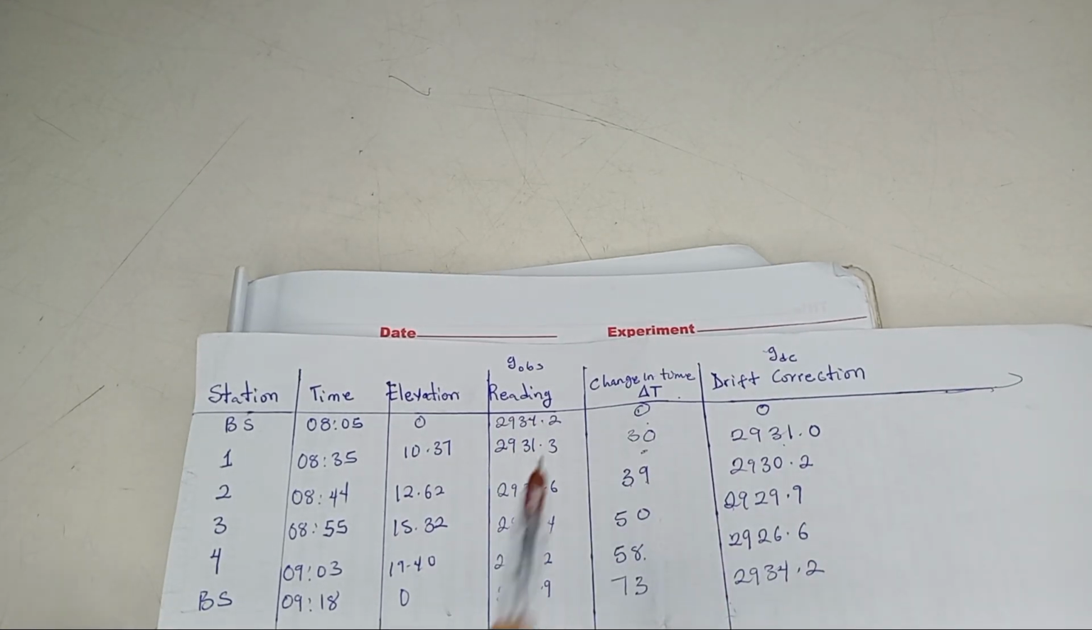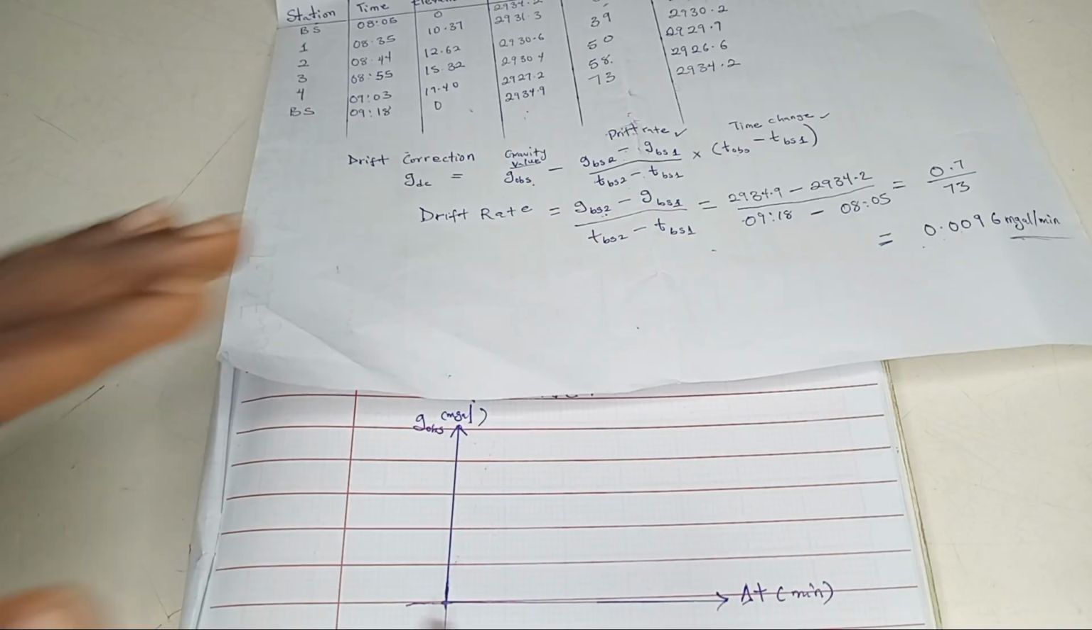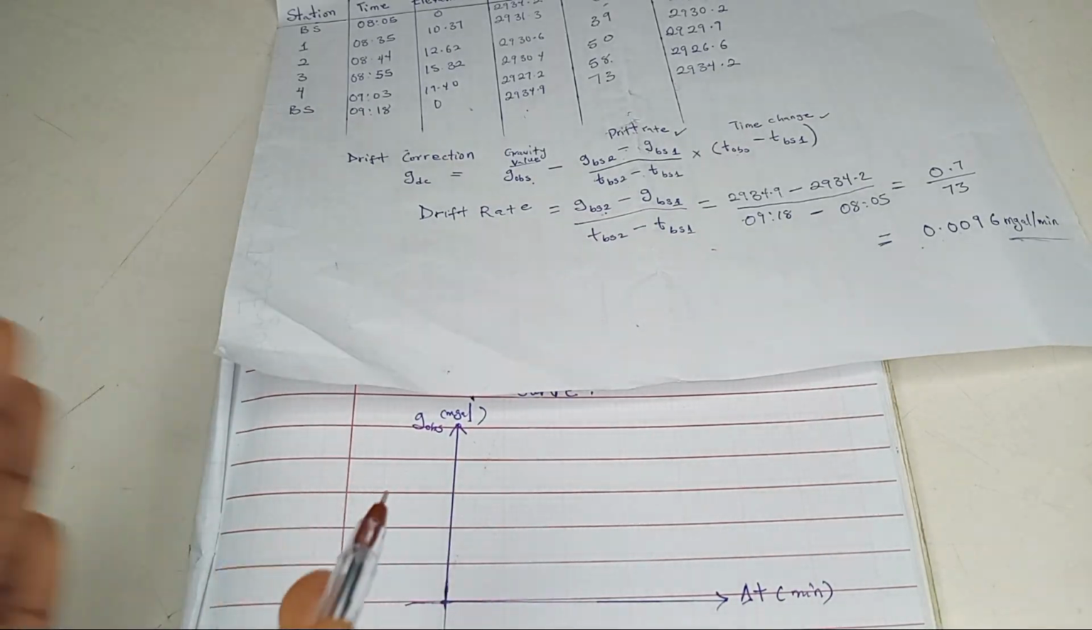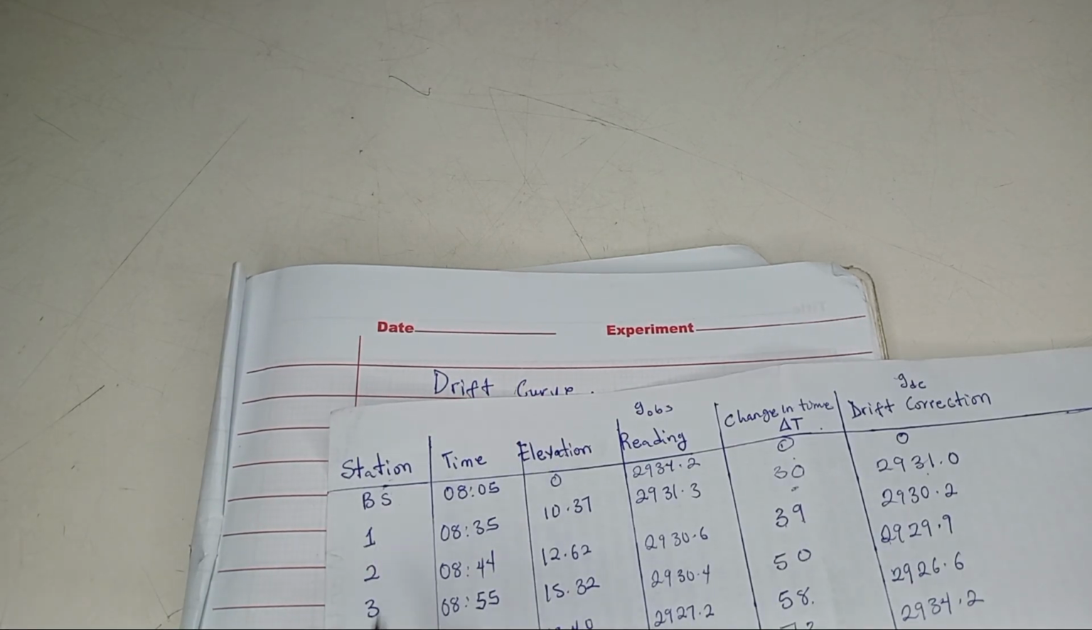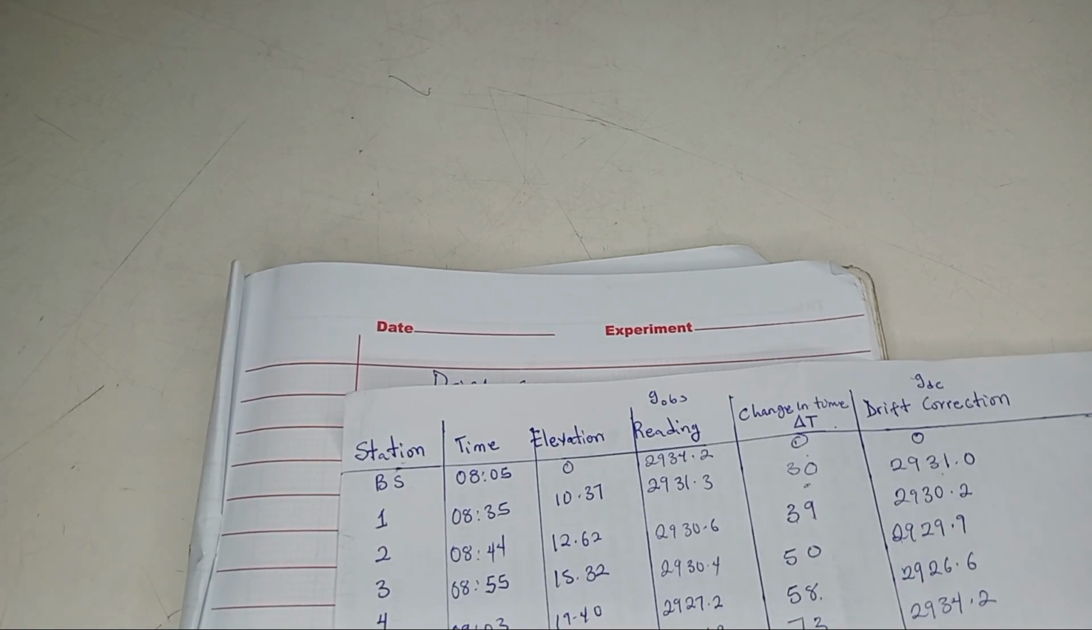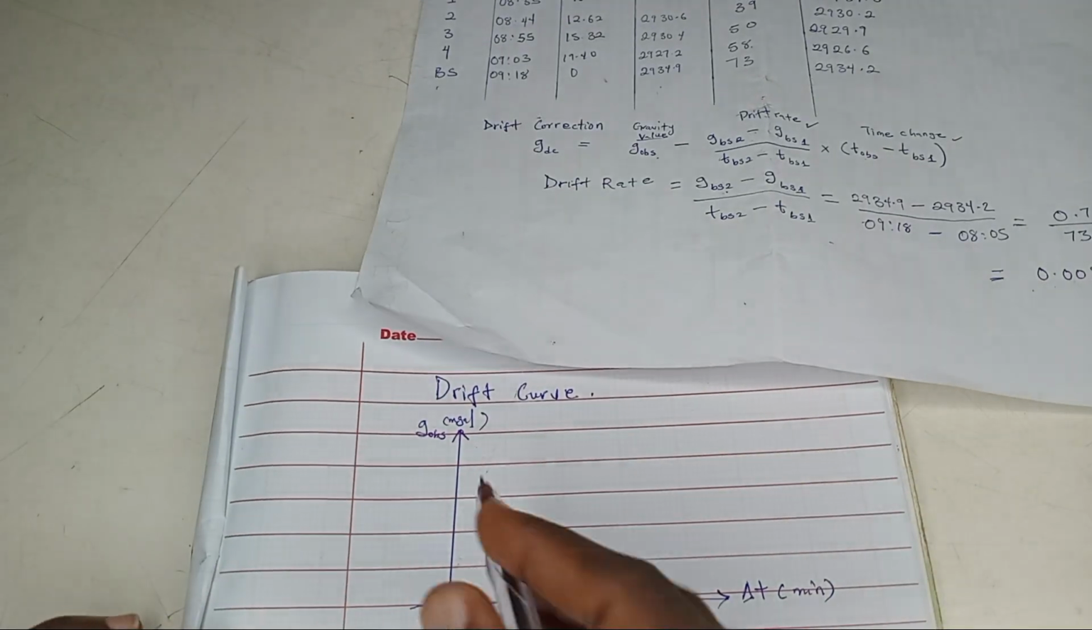So for your drift curve, what you are plotting is only your base station readings. How many base stations do we have here? We have two. So it's only those two that you plot against their time, to get our drift curve.